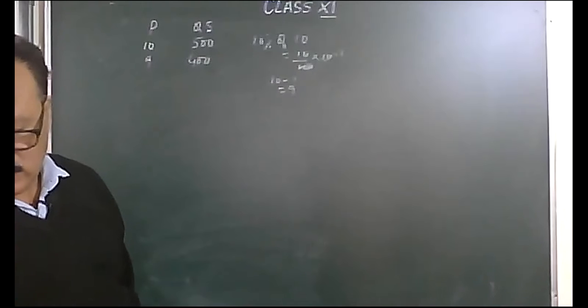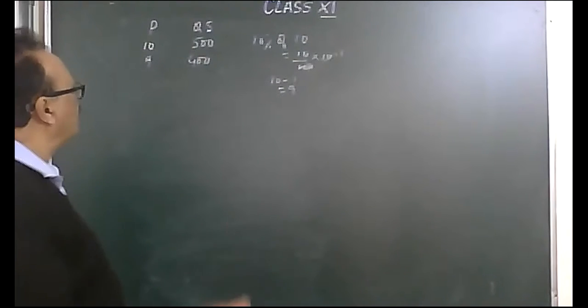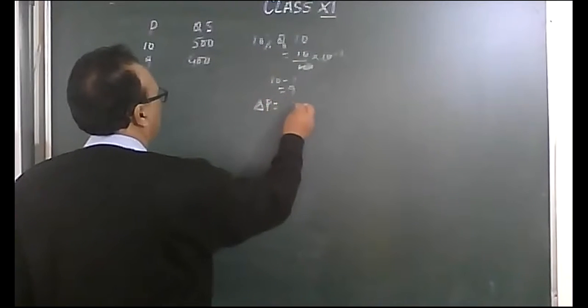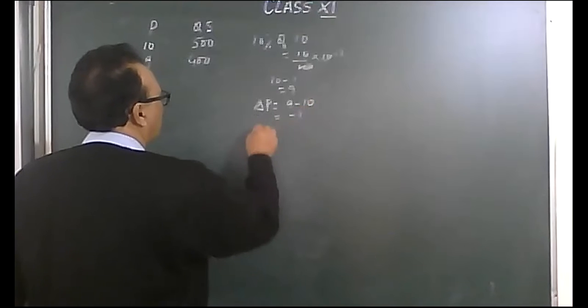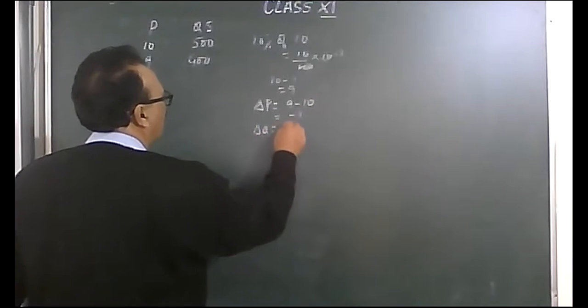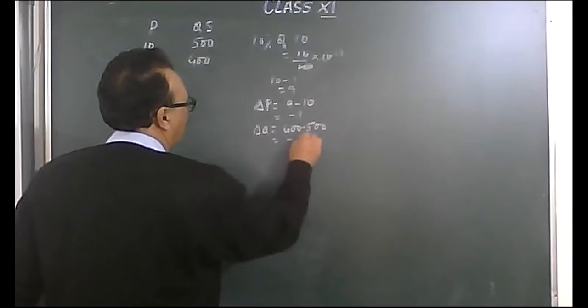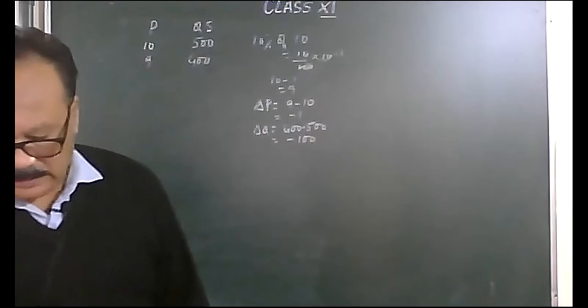equal to 9. So now we find out the change in price. Change in price is equal to 9 minus 10, that is equal to minus 1. Change in quantity is equal to 400 minus 500, that is equal to minus 100. These are the values we have with us.